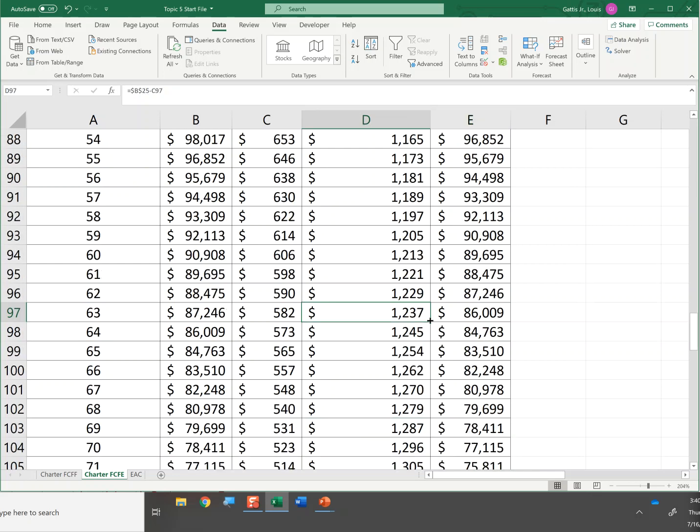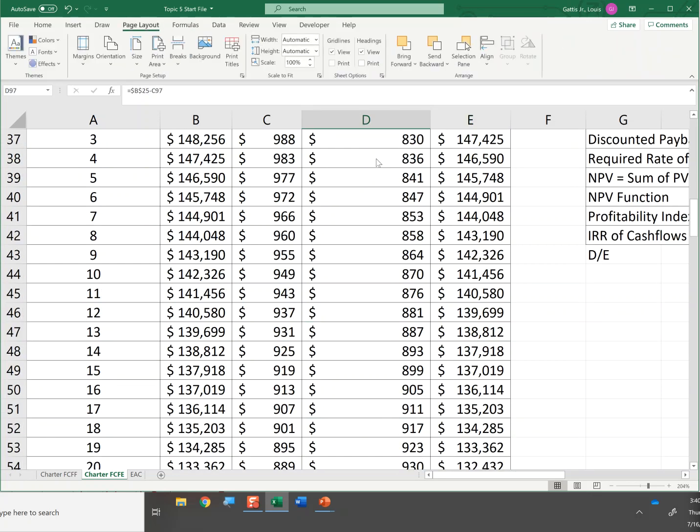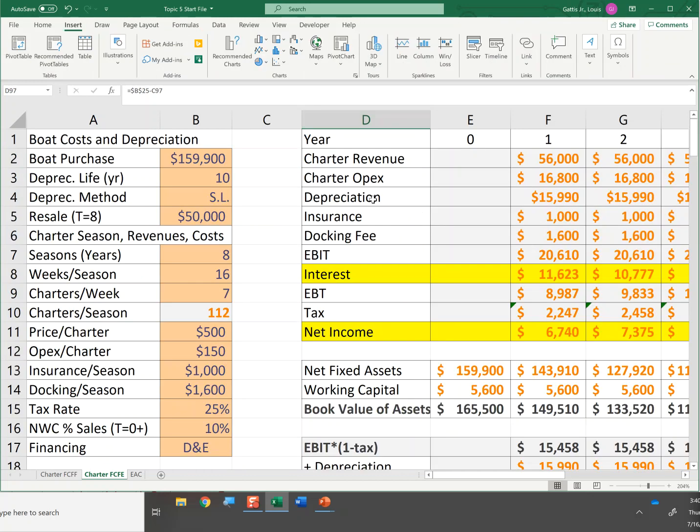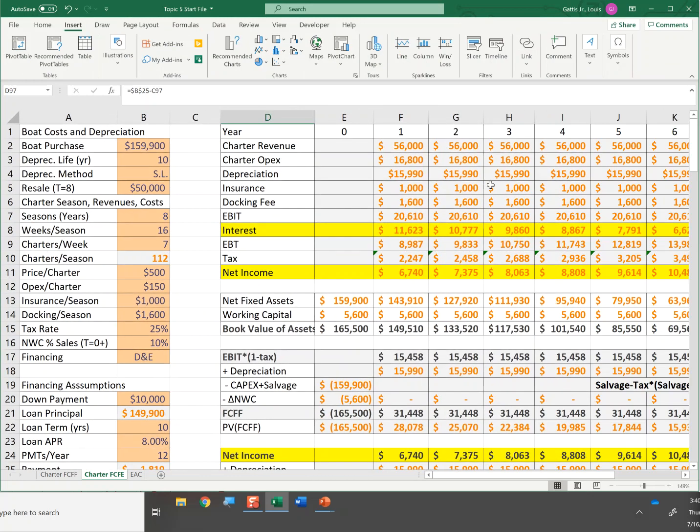So I'm going to go back up to the top. And I think I have everything else done for you. So let's try to get to free cash flows to equity. What are the cash flows out of my pocket?